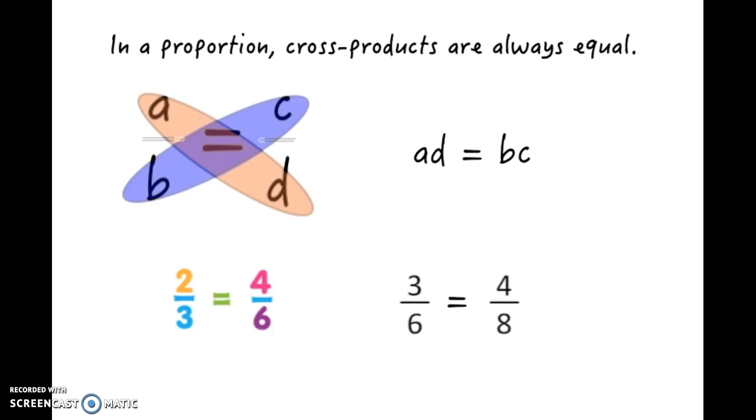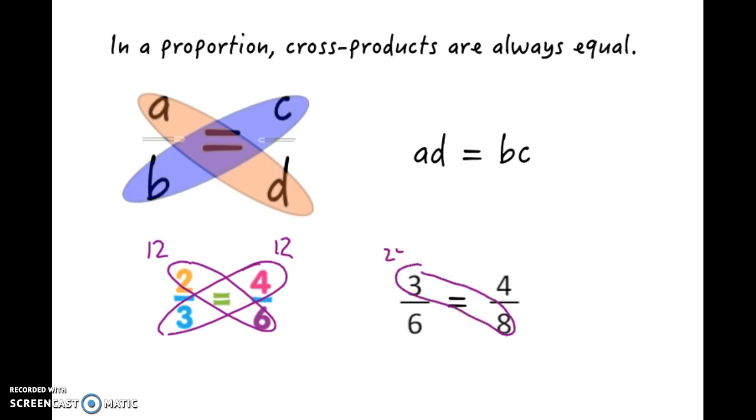So for example, you know that 2/3 equals 4/6. If I take their cross products and do 2 times 6, I get 12. And if I do 3 times 4, I also get 12. Looking at the second one, 3/6 equals 4/8. Those are both a half. If I do 3 times 8, I get 24. If I do 6 times 4, I also get 24.